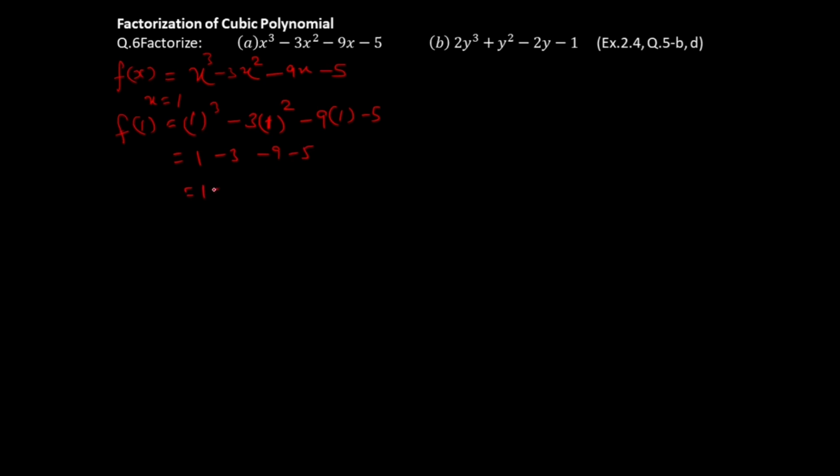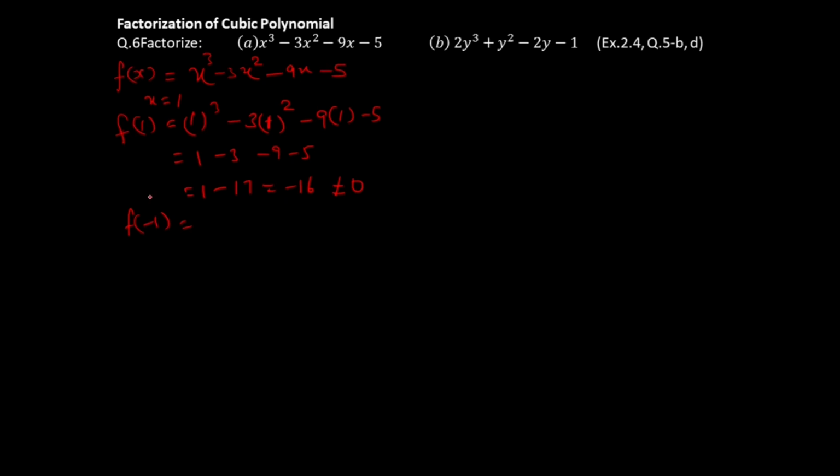This value is 1 minus 17, so this is minus 16. It is not coming 0. It means no use of this value. Let's take another value. Now I took 1 already. Now I'm taking minus 1 here.